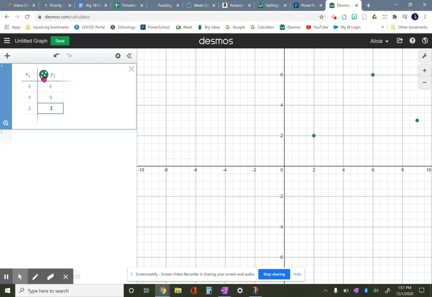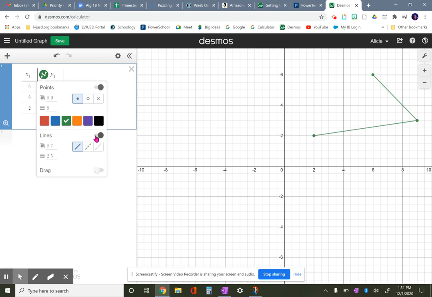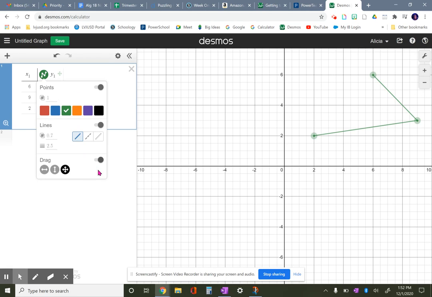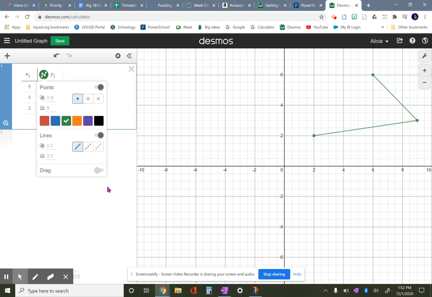Now, if you want these to connect, click and hold on these dots, and it's going to ask you if you want lines. So you can see they're connected there. You can also change the color of your triangle if you want. And if you want to be able to drag the points around, you click this, and it allows you to move the points without typing in any new points.